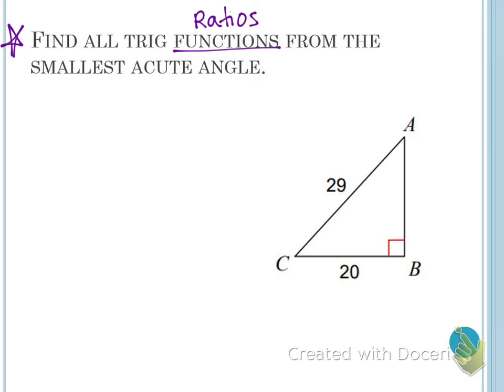So before we start, do we have all the information we need to find sine, cosine, and tangent of this triangle? We do not. We are missing a side, and we know two sides. So how do we find the third side if we know two sides? Correct. The Pythagorean theorem. A squared plus B squared equals C squared. Which of these is C?